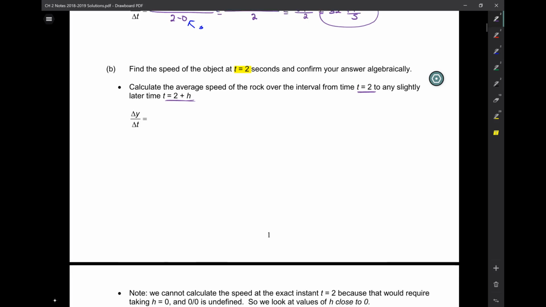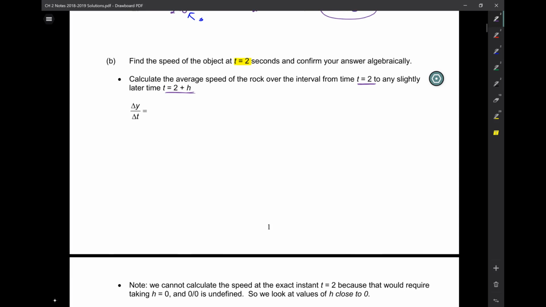So why don't we go ahead and do that? Why don't we find delta y over delta t? This is the change in the position over the change in the time, in the time from 2 seconds to just after 2 seconds. That very small amount of time. So let's do that. This is going to be f of the final position, so f of 2 plus h minus f of 2 over the final time minus the initial time.